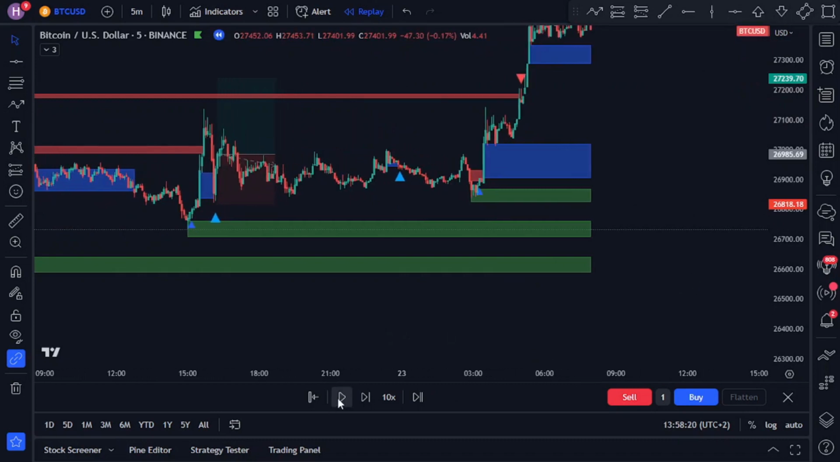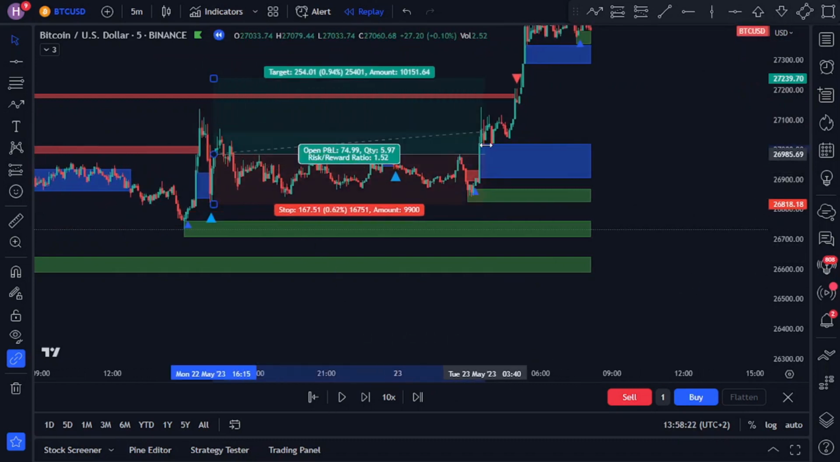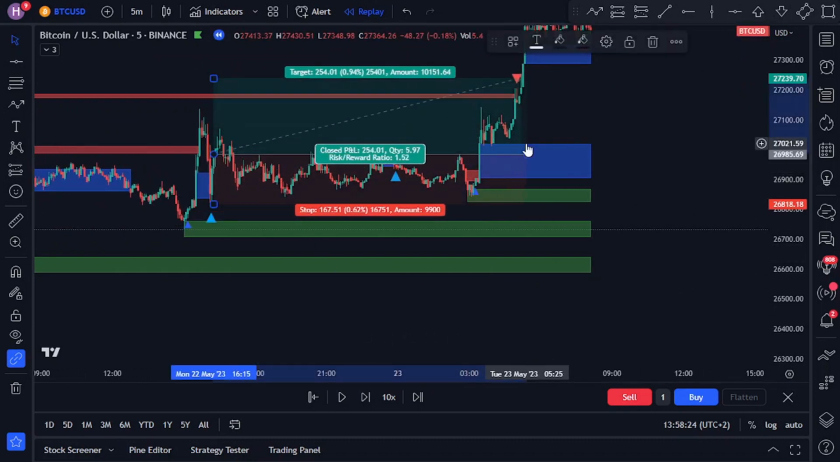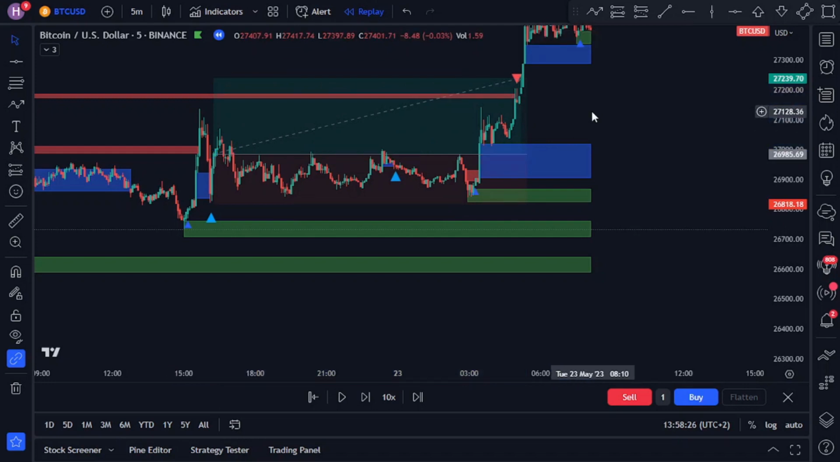So there you have it, folks, the top 2 Smart Money Concepts indicators and how you can successfully use them in your strategy and take your trading game to the next level.